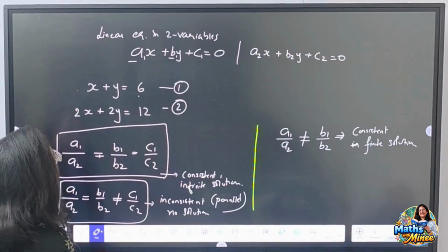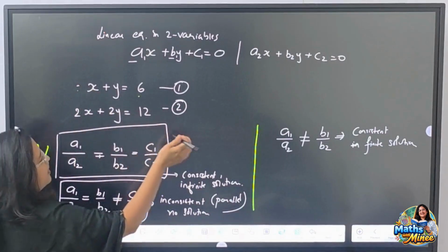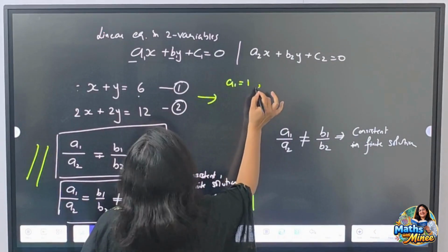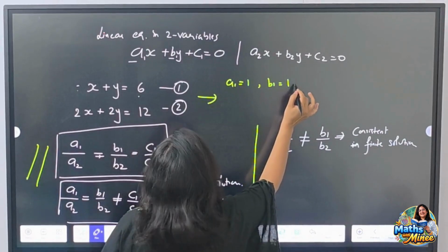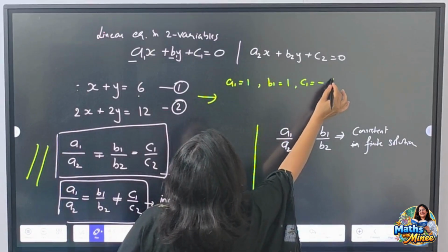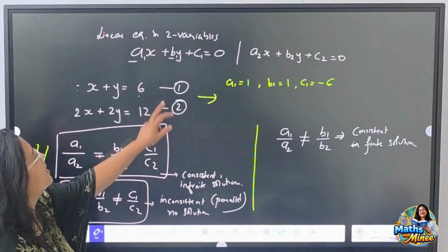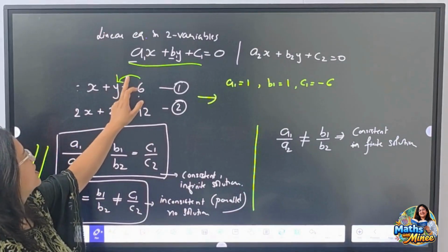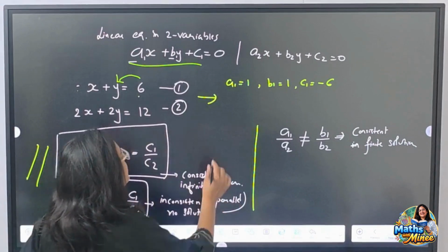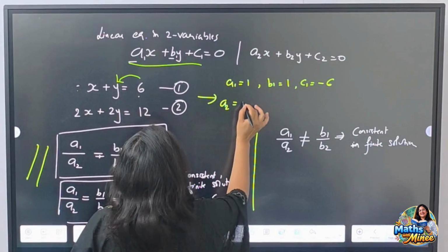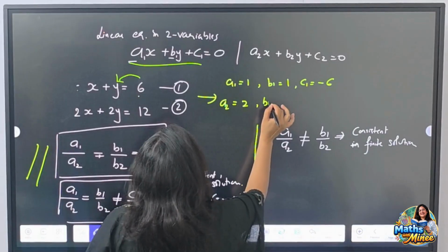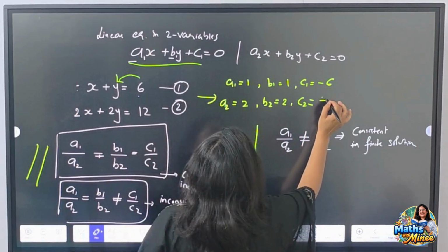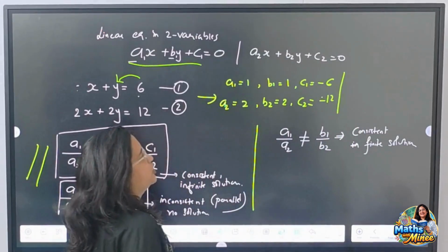अगर आपके पास यहाँ पे a1, right? For this solution, like if here I am writing a1 is 1, b1 is 1, c1 is -6. क्यों मैं -6 लिख रही हूँ? Because it should be in this format, right? तो मैंने क्या करा, just 6 को यहाँ पे shift कर दिया, so it is -6. Similarly, a2 is 2, b2 is 2, and c2 is -12.